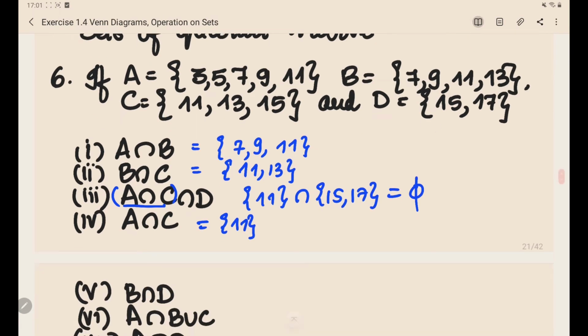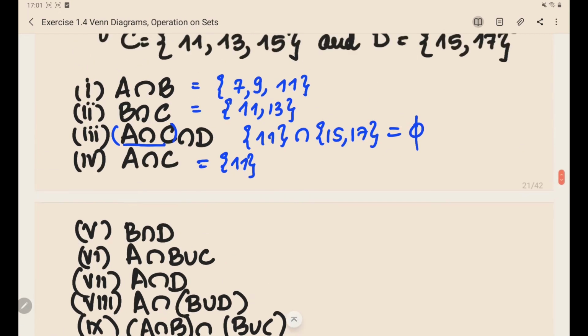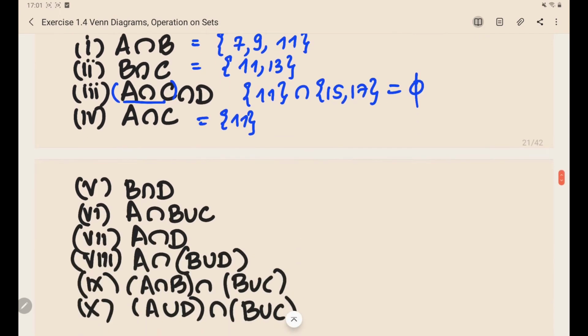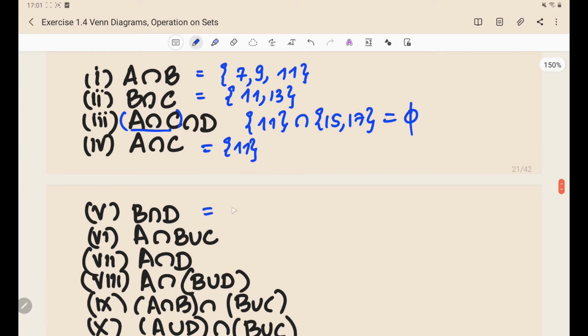Now let's do the next problem, B intersection D. You can see that B is 7, 9, 11, 13 and D is 15, 17. So there are no common elements in it and hence it is an empty set, right? So you can write it as ∅ or also represent it by the empty set, okay?